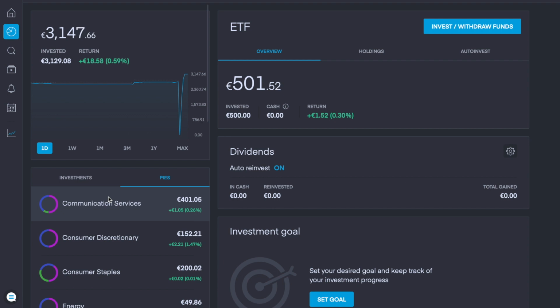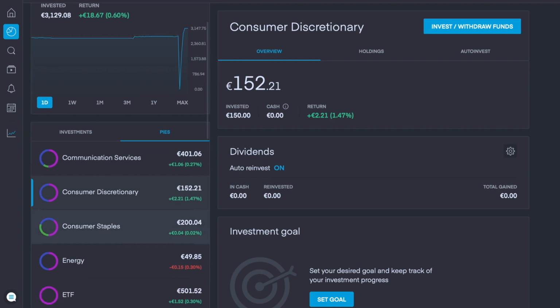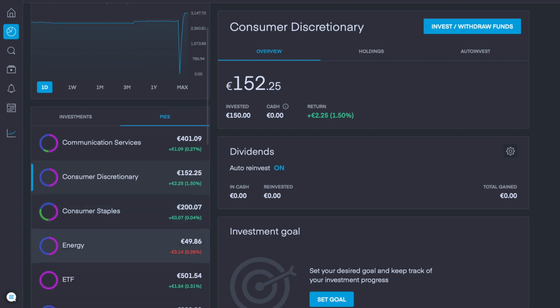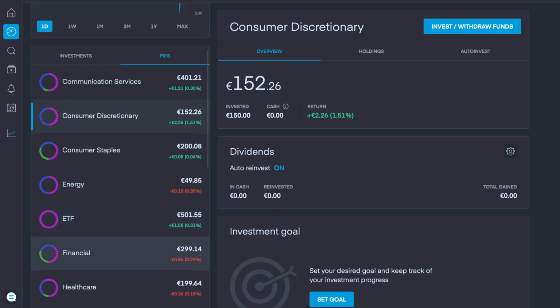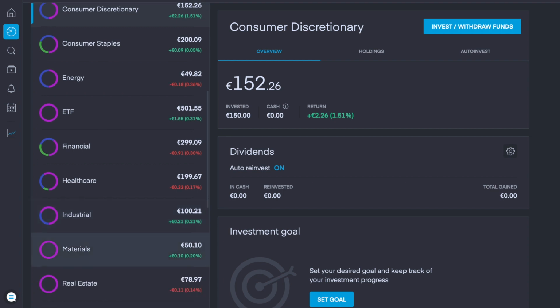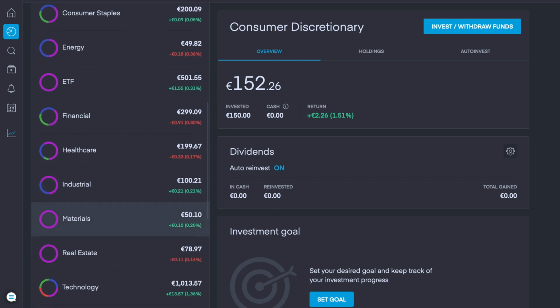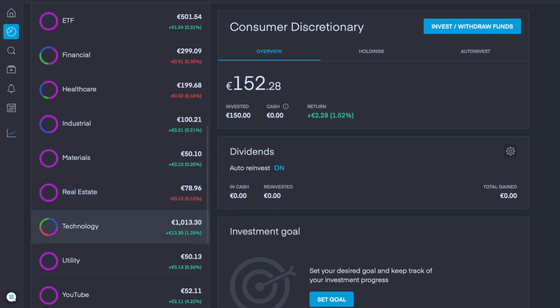So we have the communication services that I have €400 invested in. We have the consumer discretionary sector that I have 152 currently in. Consumer staples, we have €200. The energy sector, we have 49. ETF, we have €501. In the financial sector, we just have under 300 invested. In the healthcare sector, we have €199. Industrials, 100. Materials, 50. Real estate, 78. The technology sector, 1,013. Utilities, 50.